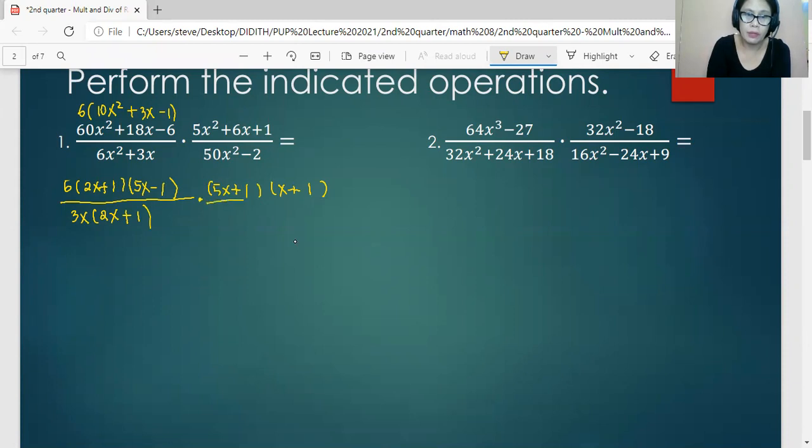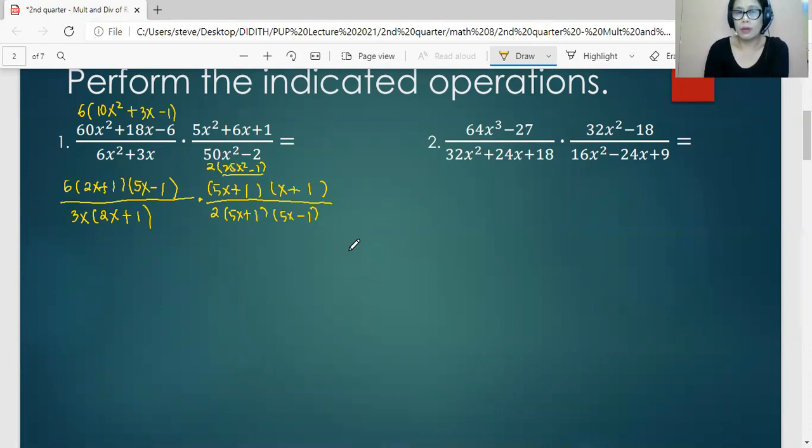And then here, the two terms have a common monomial factor, and that's 2. So when we divide both terms by 2, we have 25x squared minus 1. And this is still factorable. So the factors of this, along with this constant factor, will be placed on this portion. So we have 2 here. And then the factors of 25x squared minus 1, we have 5x plus 1 and 5x minus 1.